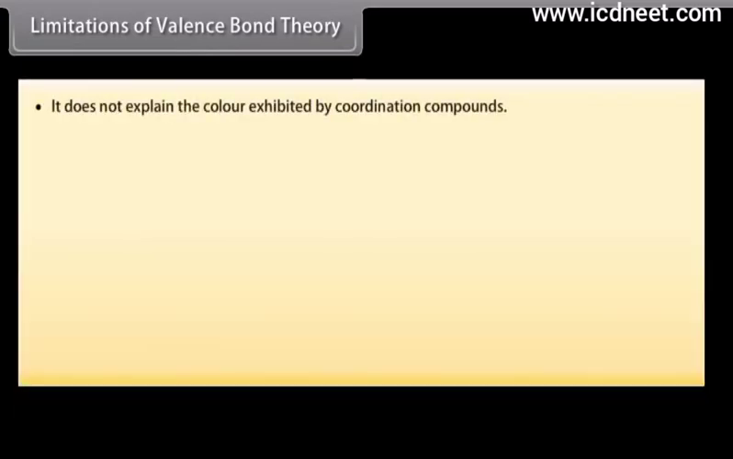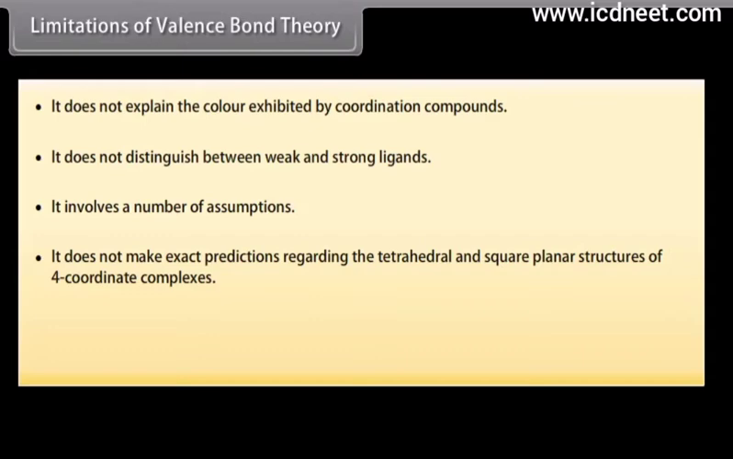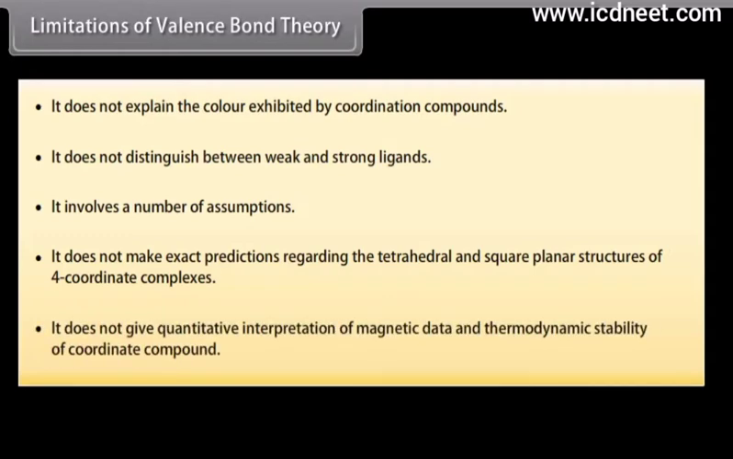Limitations of valence bond theory. The main limitations of valence bond theory are following. It does not explain the color exhibited by coordination compounds. It does not distinguish between weak and strong ligands. It involves a number of assumptions. It does not make exact predictions regarding the tetrahedral and square planar structures of 4-coordinate complexes. It does not give quantitative interpretation of magnetic data and thermodynamic stability of coordination compounds.